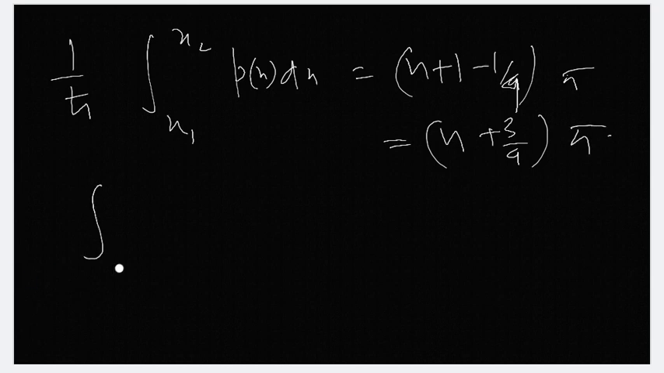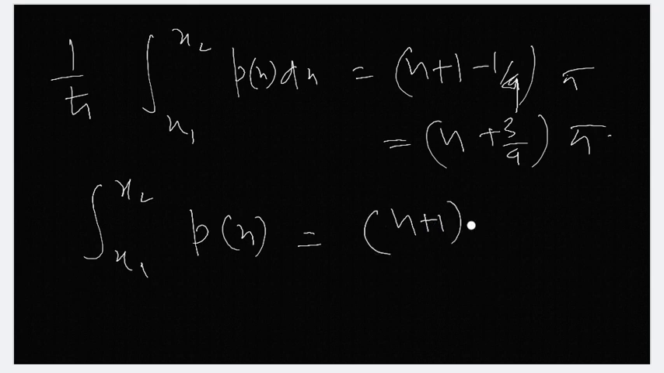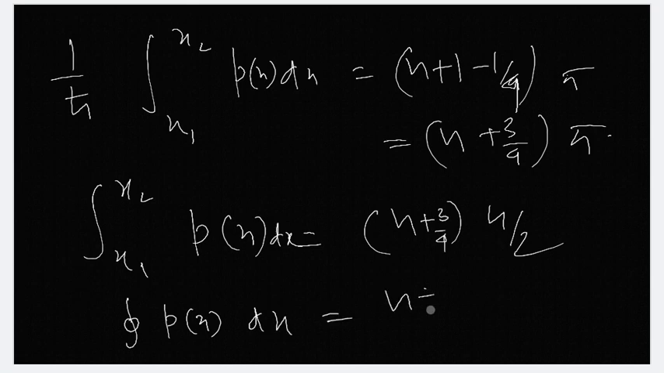Okay. So the integration from x1 to x2 of p dx will be (n plus 3 by 4) pi times h cut. So the whole phase space volume, the closed integral of p dx, will be (n plus 3 by 4) into h.